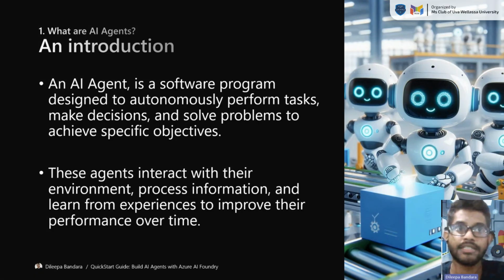And also, these agents interact with their environment, process information, and learn from experiences to improve their performance over time. Okay, so these AI agents are not just small models or maybe large models. They can perform tasks according to the needs or the changing of the environment or the requirements. All right, so yep, that's about agents.